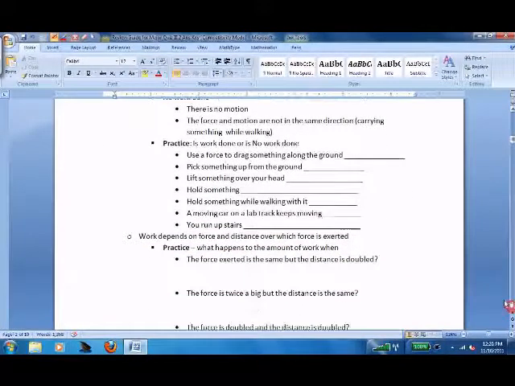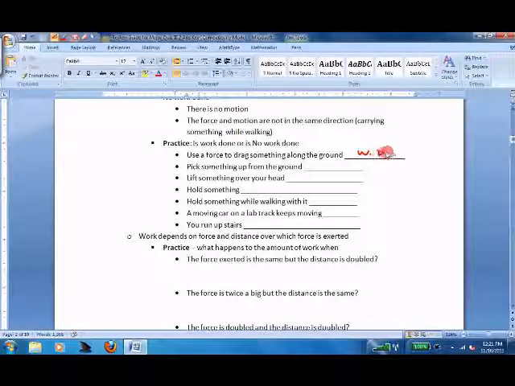So, is work done or not being done? Use a force to drag something along the ground. Now we're going horizontally, which is not against gravity, but we are generating a force to go a distance. Therefore, work is done. You pick something up off the ground, work is done. Lift something up over your head, work is done. If you're just holding onto something, no work is done. You're holding something while you're walking, no work is done. Now we actually generate a tiny bit of force between our feet and the ground, but not enough to make it truly doing work. It's inconsequential. I'll leave the rest for you.